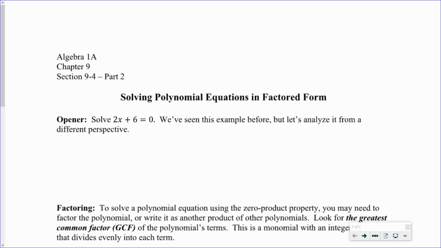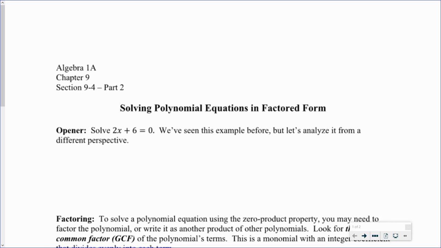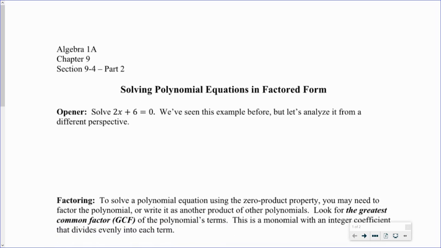Today, we'll focus on the most fundamental technique of factoring, which is factoring out a greatest common factor. So let's take a look back at the opener from the last video and see how this can help us ease into this topic. All right, so when we solve this equation, let's try that again.